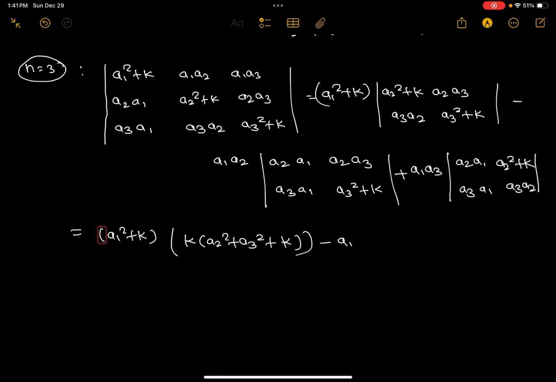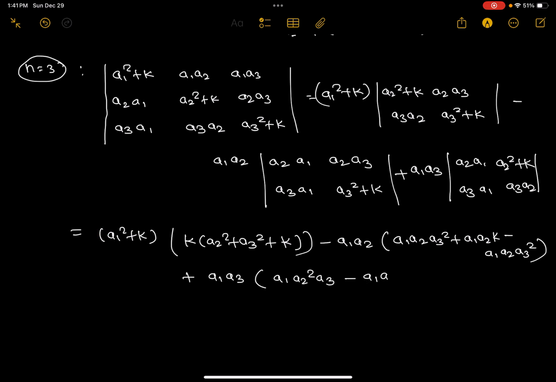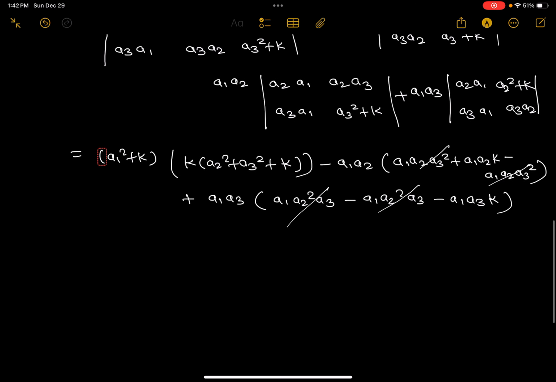Okay, and then A1, A2. Now this is just A1, A2, A3 square plus A1, A2, K minus A1, A2, A3 square. Wow. And then plus A1, A3 times this, which is A1, A2 square, A3 minus A1. There are some nice cancellations, right? A1, A3, K. So they cancel out. That's nice.